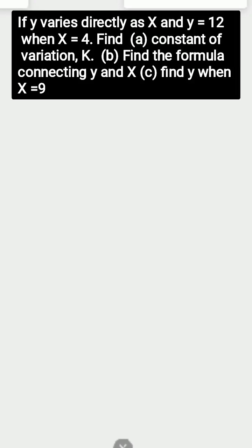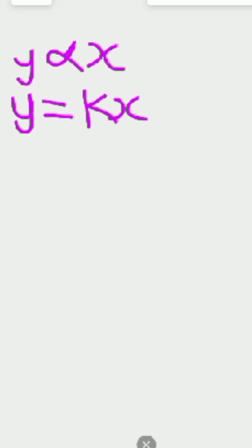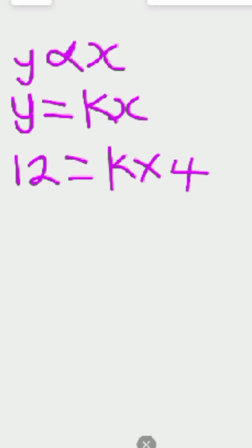Take a look at this example. If y varies directly as x and y is equal to 12 when x is equal to 4, find the constant of variation. B. Find the formula connecting y and x. Solution: y varies directly as x. Then y is equal to kx. When y is 12, 12 is equal to k times 4 because 4 is x. Now 12 is equal to 4k.